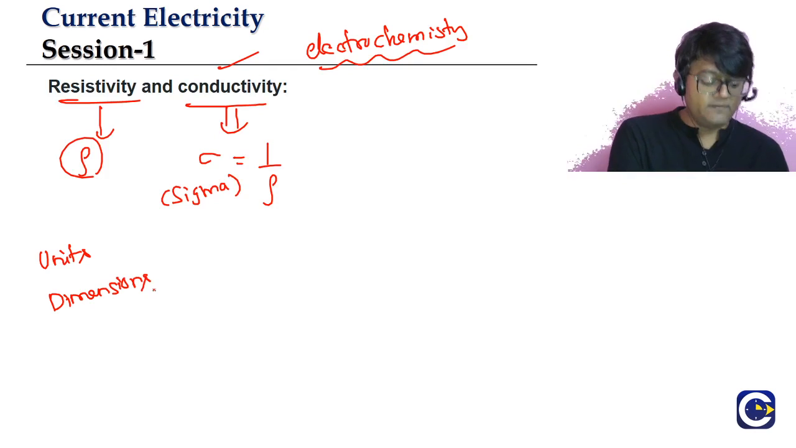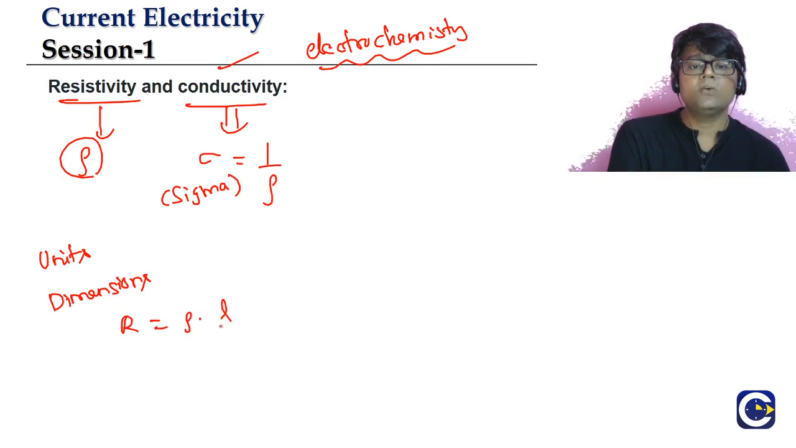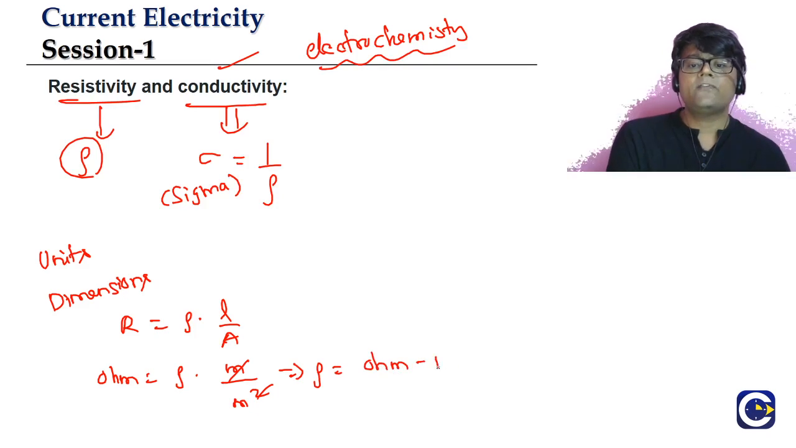Let's see quickly if we can tell the units and dimensions. Look at the resistivity. What is the formula we have? R is equal to rho into L by A. R is in ohm, equal to rho into length, whose SI unit is meter, divided by area, meter square. So 1 meter is cancelled. So the SI unit of rho, resistivity, is going to be ohm into meter. And since conductivity sigma is nothing but the reciprocal, the sigma unit is going to be 1 by ohm into meter.